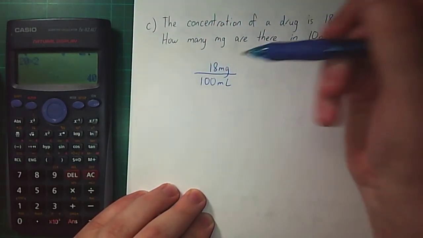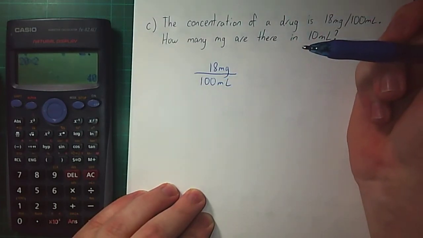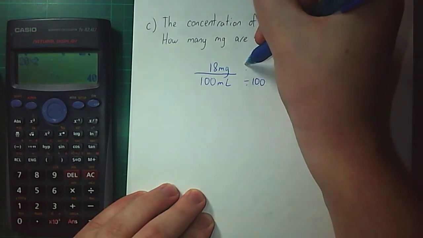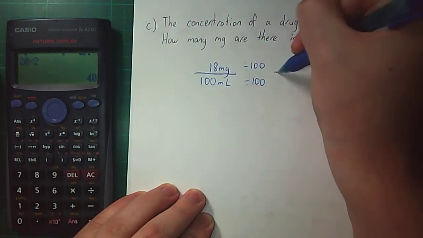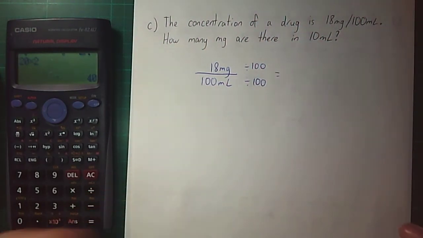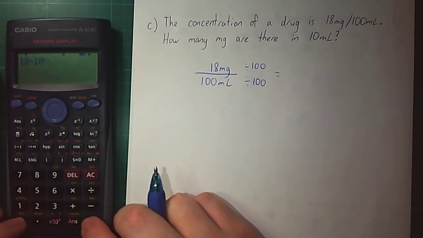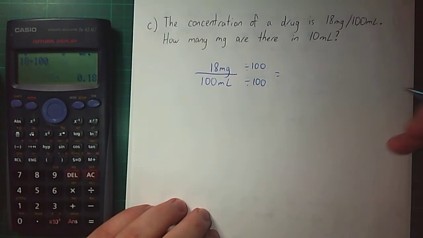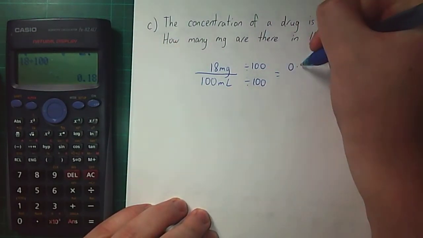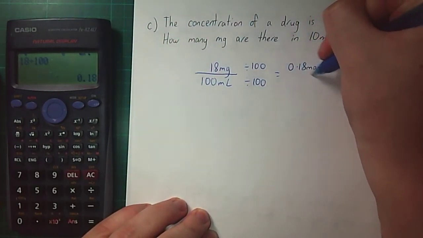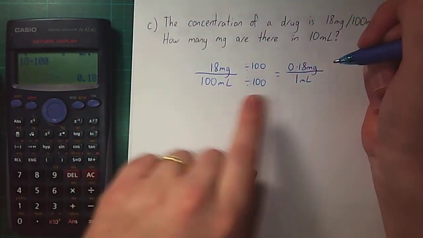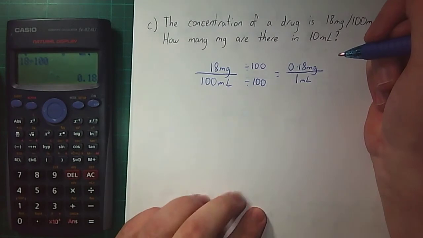I want to get where I have 1 milliliter. So I need to divide the bottom by 100 and the top by 100 because it has to be the same on the top and the bottom. So 18 divided by 100 came up with 9 over 50. I'm going to change it to a decimal. That's going to be 0.18 milligrams for every 1 milliliter, because 100 divided by 100 is 1.